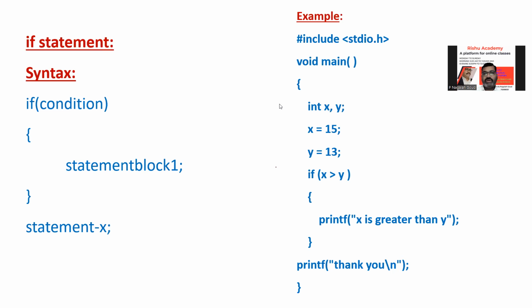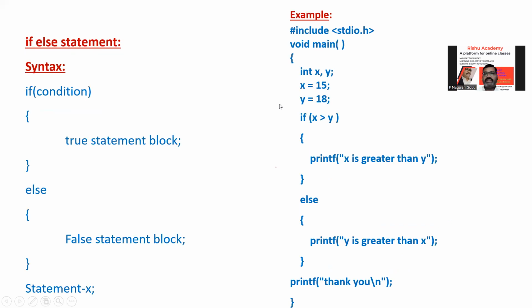Next, move to the next one, that is the if else statement. The if else statement is an extension to the if statement. Here, the program will be divided into two parts. It also contains a condition. Based on the condition, if the condition is true, one part of the program will be executed. If the condition is false, the other part of the program will be executed.